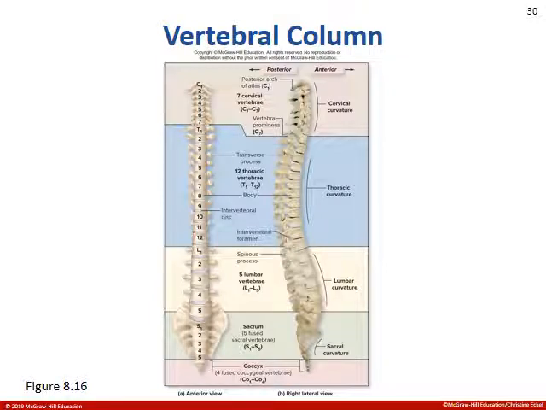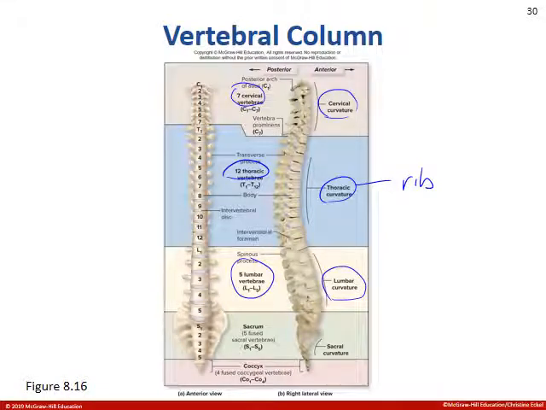Before we look at the individual vertebrae, I just wanted to go over that we have cervical vertebrae. There are 7. We have 12 thoracic, 1 for each rib. We have 5 lumbar. Most of us think lower back, right? Then we have a sacrum and a coccyx. Most of us would think of the coccyx as our tailbone.